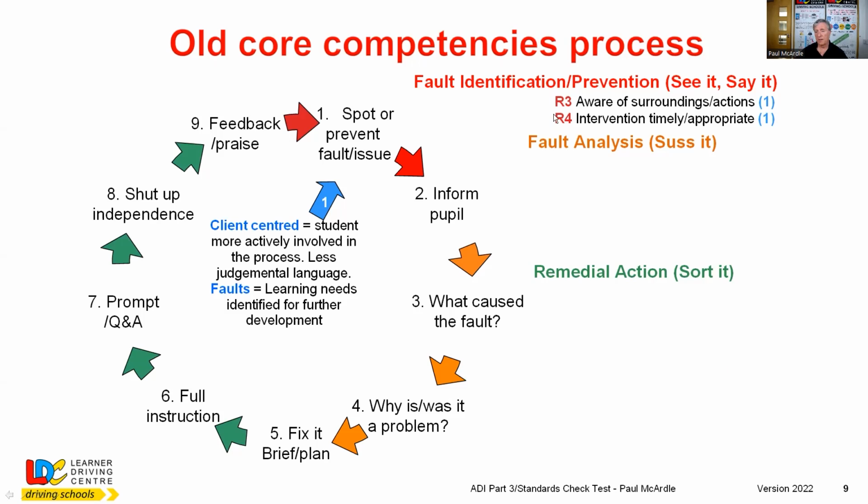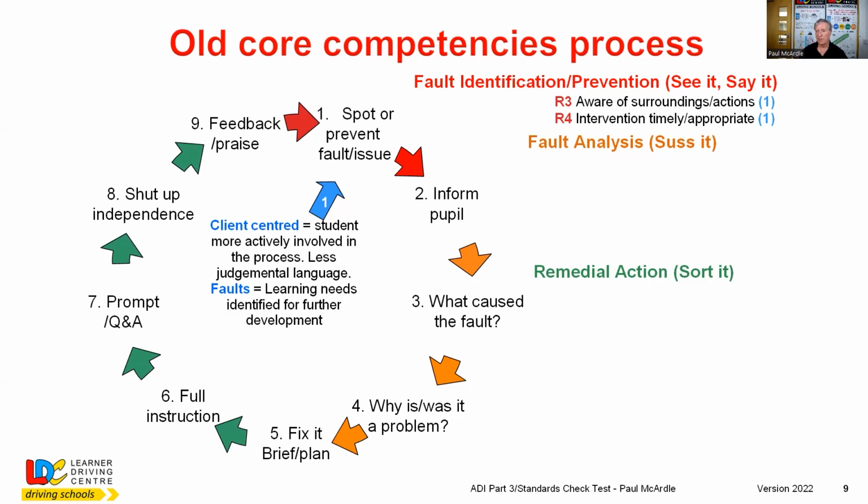First of all, R3 is, are you aware of the surroundings and actions of your pupil and what's happening? Well, if you're not aware, then you can't spot or prevent any faults in the first place. So if you didn't spot faults or prevent faults that were preventable, then that would suggest to the examiner that you weren't aware of your surroundings and all the actions of your student.